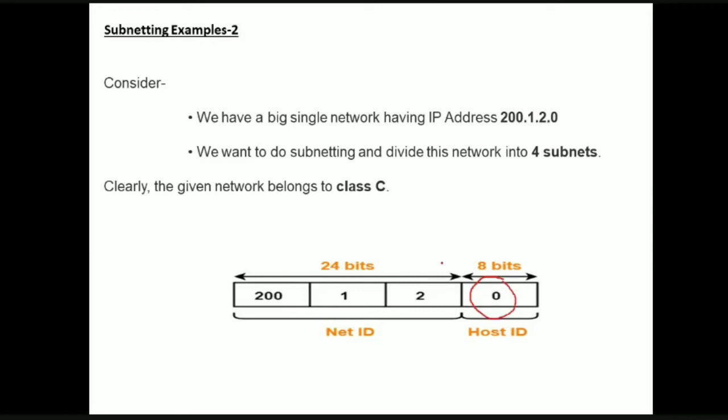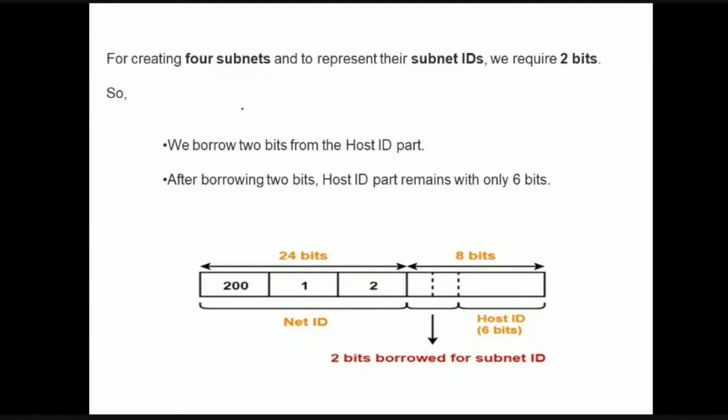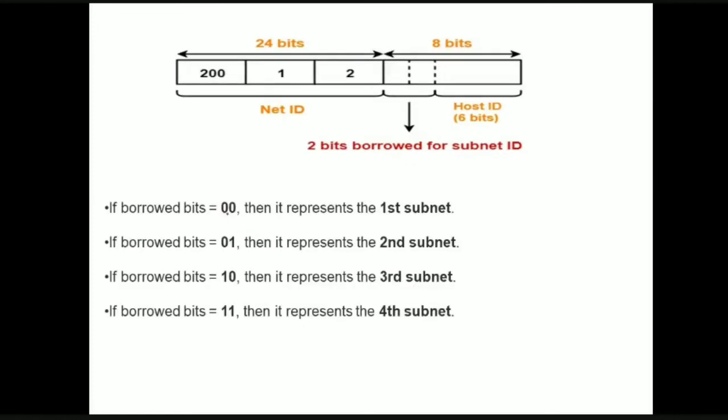Okay. Now, to create 4 subnets, can you tell how many bits we require to identify 4 subnets? 2 bits, sir. 2 bits we require. And from which part will we take these 2 bits? Host ID. From the host ID part, yes, exactly. So if we take these 2 bits from the host ID part, we are left with only 6 bits in the host ID part, because the first 2 bits are now used for identifying the subnets. Okay, so now what will be the subnet values? If the borrowed bits are 0, 0, then it will be the first subnet. If it is 0, 1, then it will be the second subnet.